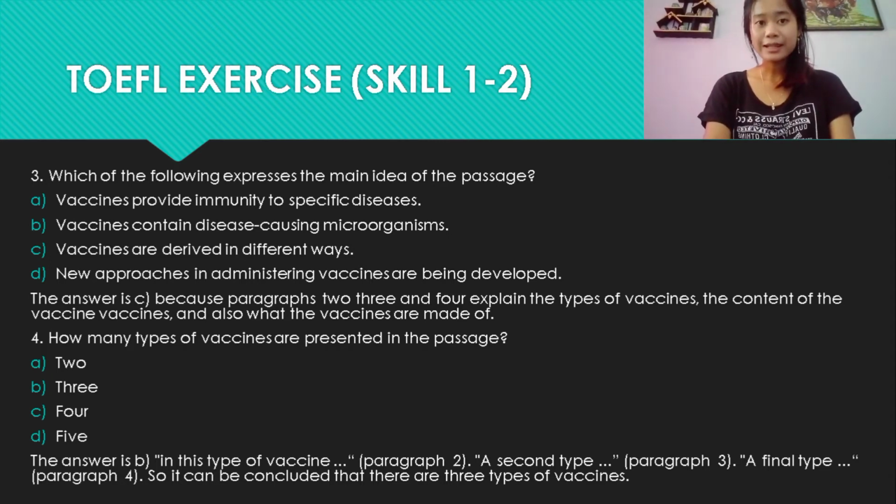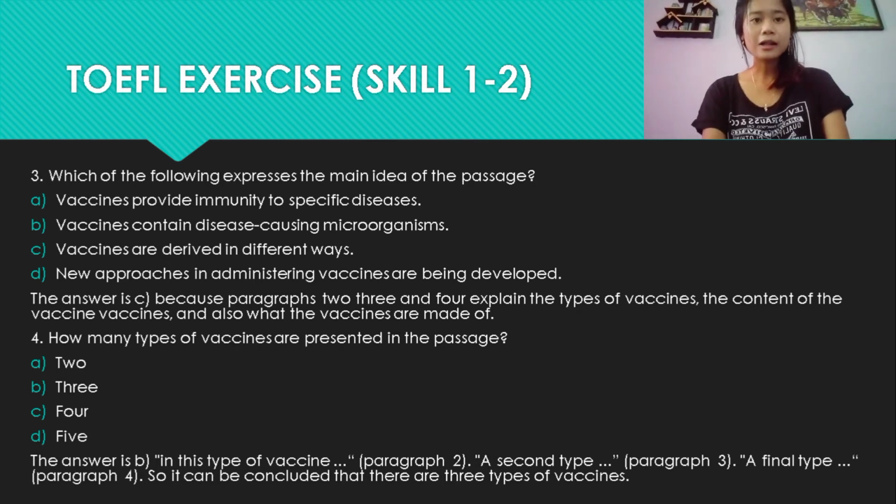The answer is C, because paragraphs 2, 3, and 4 explain the types of vaccines, the content of the vaccines, and also what the vaccines are made of. 4. How many types of vaccine are present in the passage? A. 2, B. 3, C. 4, D. 5.